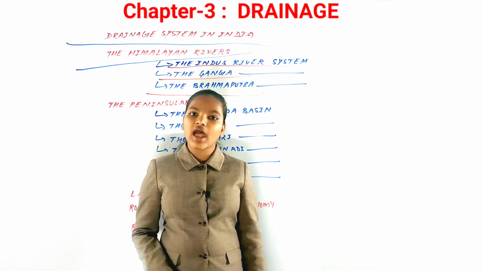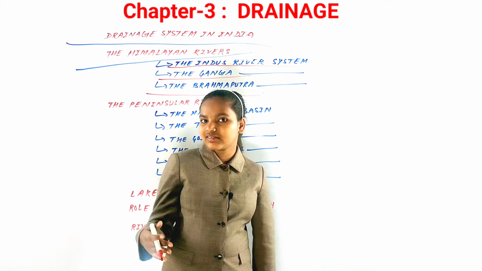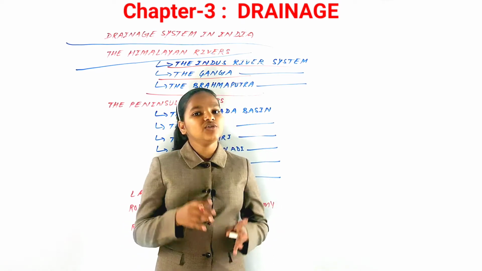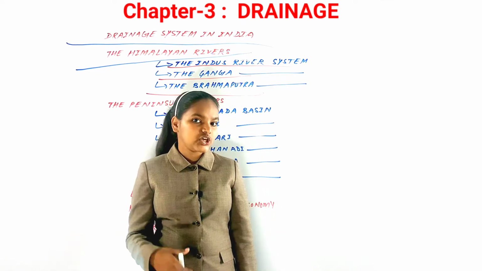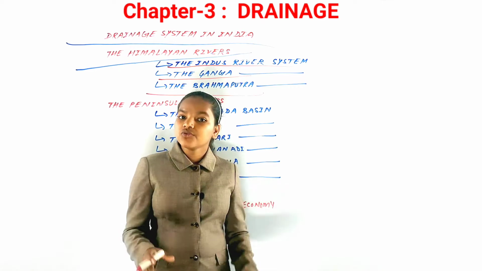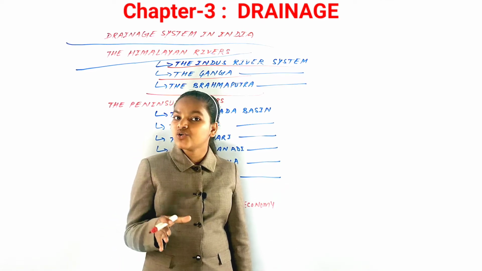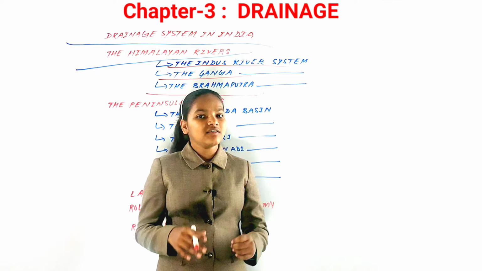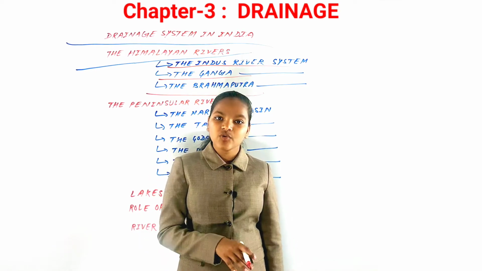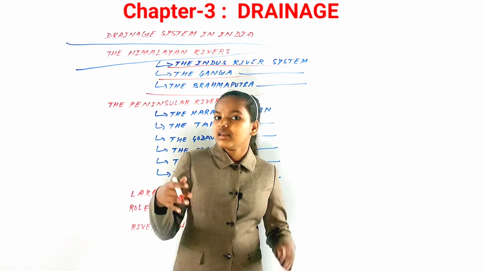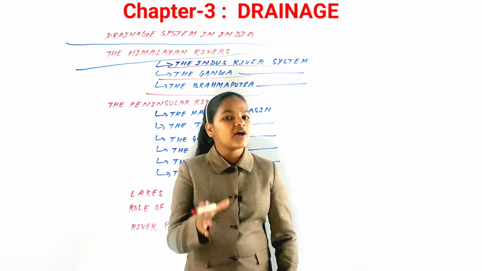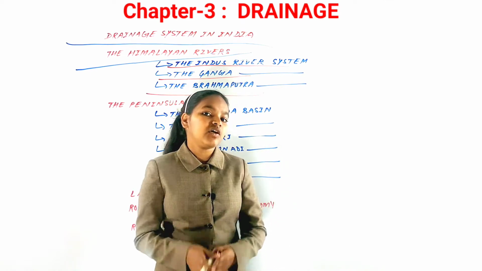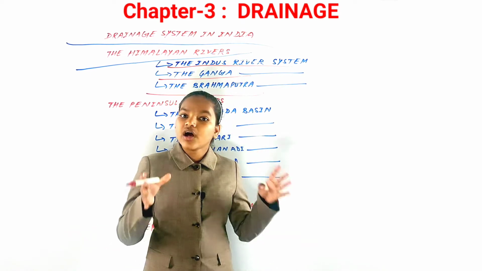After that, when it comes to the Namcha Barwa region of Tibet, it makes a U-turn and comes to Arunachal Pradesh of our country. There it is known as the Dihang River, and many tributaries like the Dibang and Lohit rivers join it. And after that, it comes to Assam as a very big river.